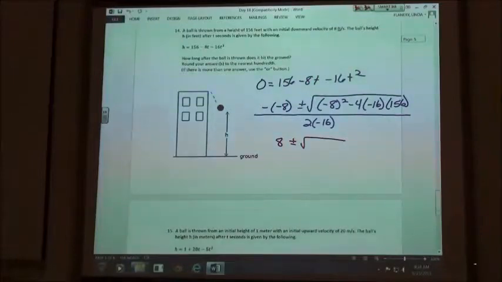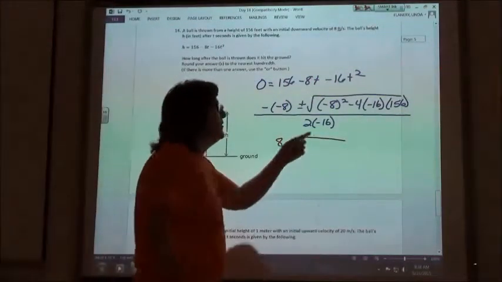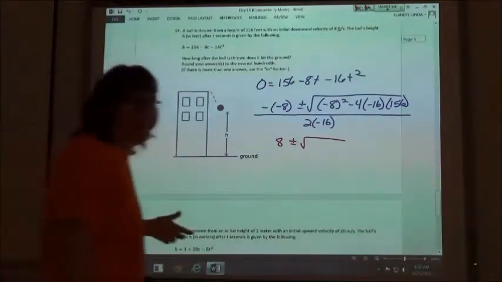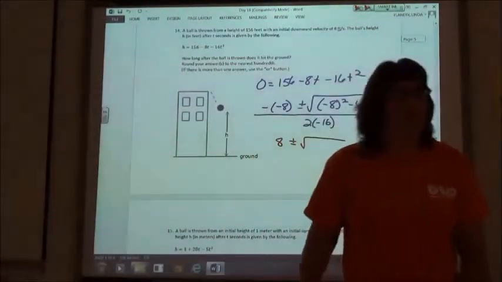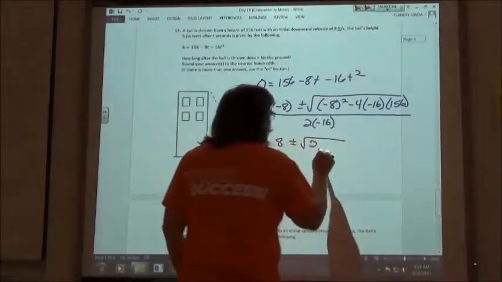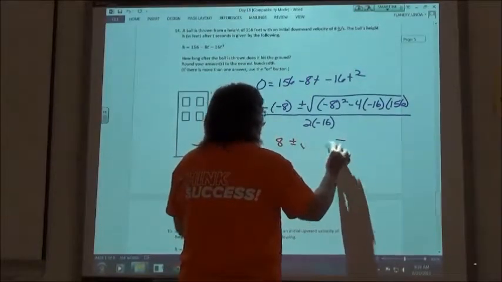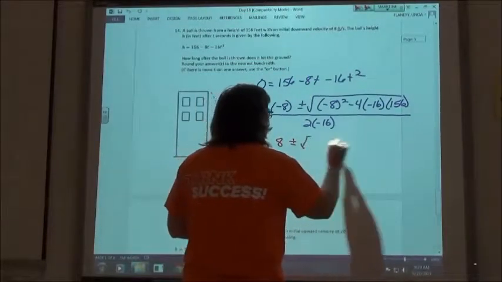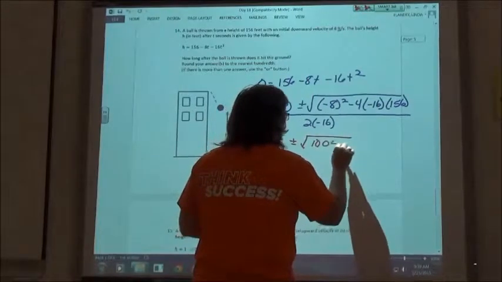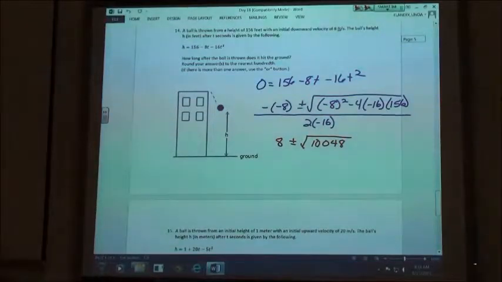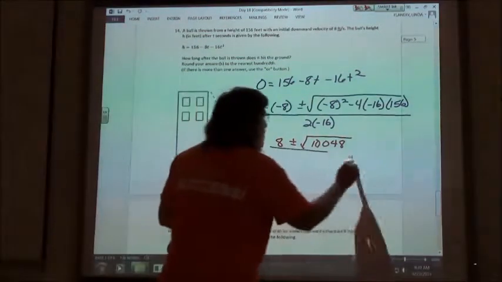What did we get underneath the square root? It's going to be a big number. I don't know what it is. I got 10,048. Everybody else get that? They're nodding. They say they got the same thing, so that must be it. Over negative 32.